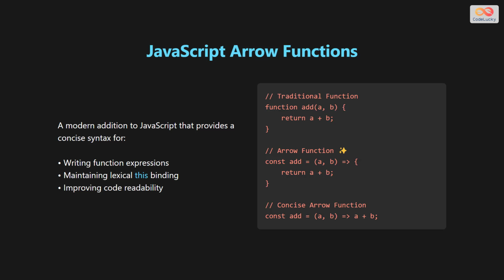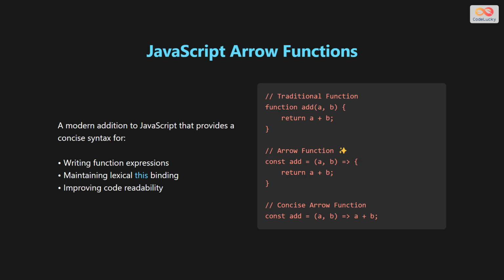Arrow functions are a modern addition to JavaScript, providing a more concise way to write function expressions. They help maintain lexical this binding and improve code readability. Let's see how they compare to traditional functions.